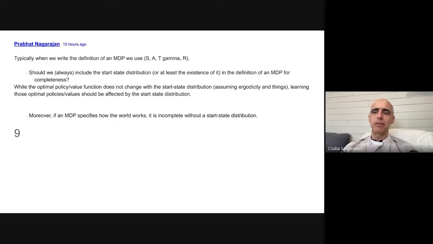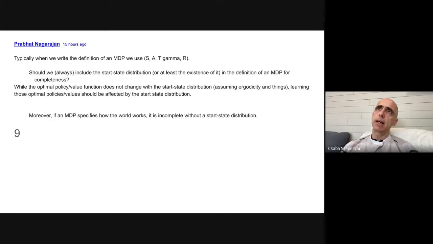You can see that in the papers, depending on the context. Some people are going to include the start state distribution in the definition of the MDPs. I think in every such case, you should be thinking about, okay, how important is this? Is this a limitation?